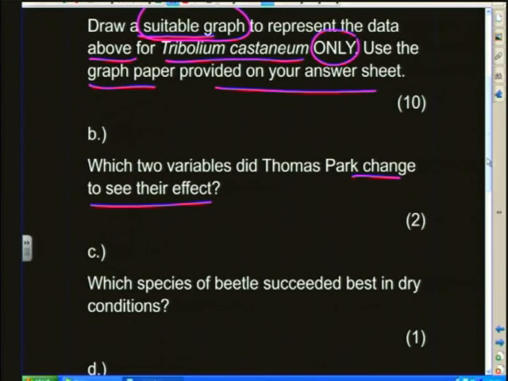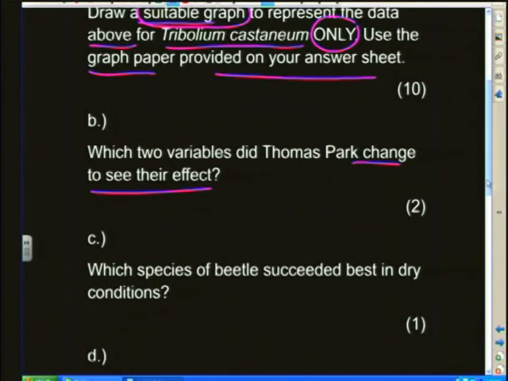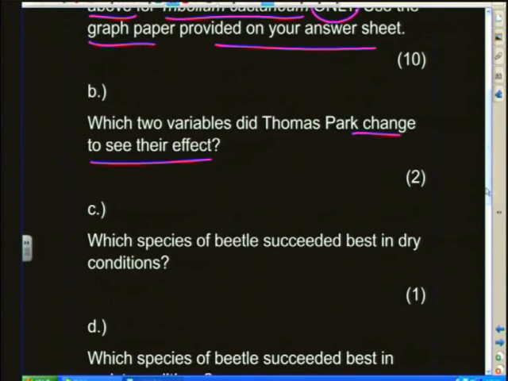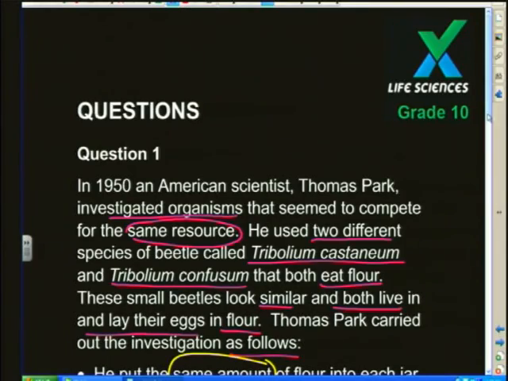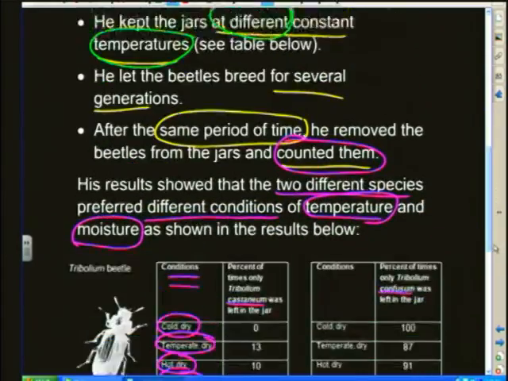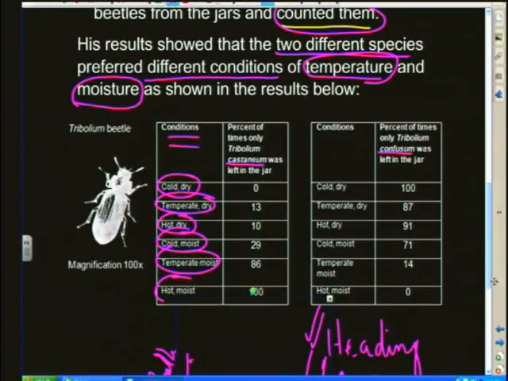So he changed the temperature and the moisture. Okay, looking at the data, which species of beetles succeeded best in the dry conditions? So we've got to go back to the raw data and see which of the 2 beetles succeeded in the dry conditions. So if we look at the dry conditions here, we've got cold and dry, and hot and dry. So here it will be this, so it's the Tribolium confusum. They survive best in the hot and dry conditions.